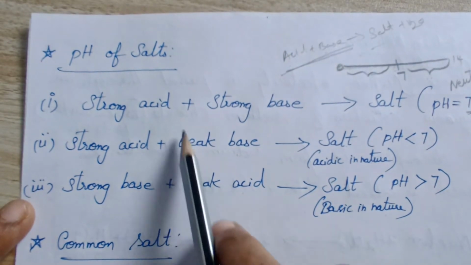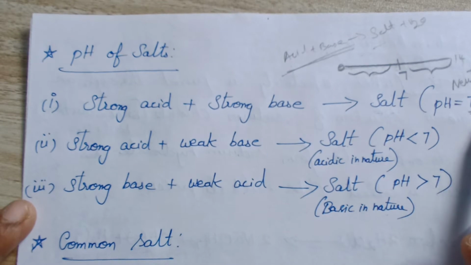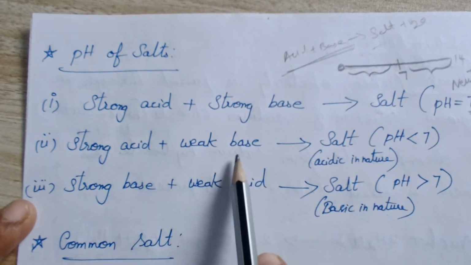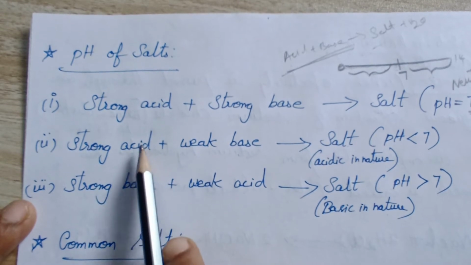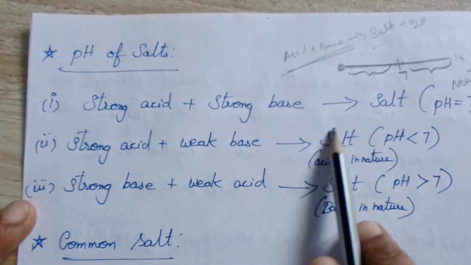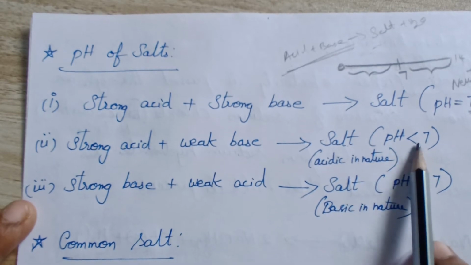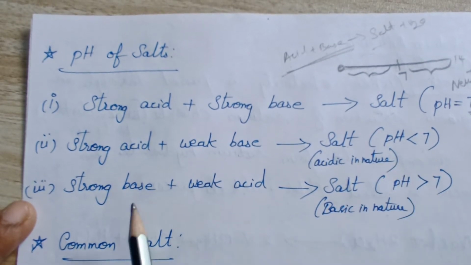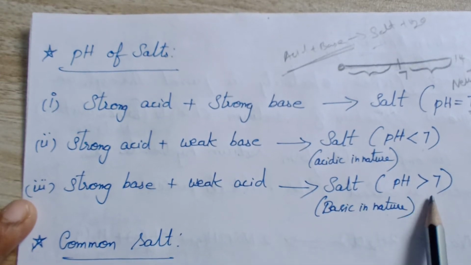Okay. When the strong acid and strong base react, you will get the salt with a pH 7. It is neutral. Strong acid plus weak base means the acidic nature will be dominating in that. So the salt nature will be acidic, so pH would be less than 7. Acidic means pH will be less than 7. Strong base plus weak acid means basic in nature. The pH should be greater than 7.